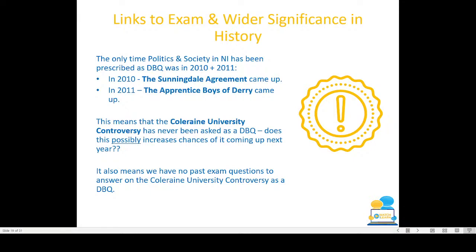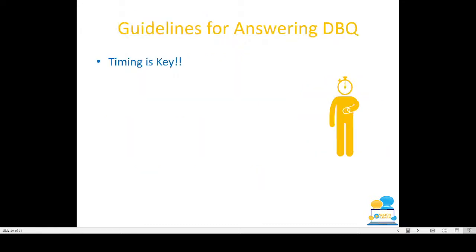But we're still going to cover a sample answer here in today's lesson, and we're going to look at how we plan for those sample answers. Before we do that, let's go through, I suppose, guidelines for answering the documents-based questions. We're going to break down each section. We look at 4 sections of it, and we look at how we answer each section, how long our answer should be, and we're going to look at a sample, how we plan for, and then how we write a sample answer for the Coleraine University Controversy.